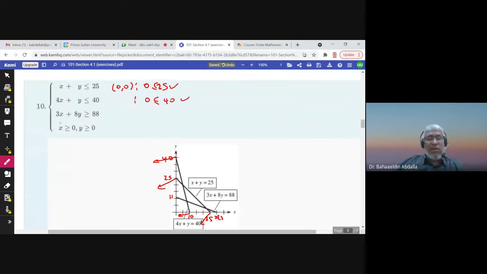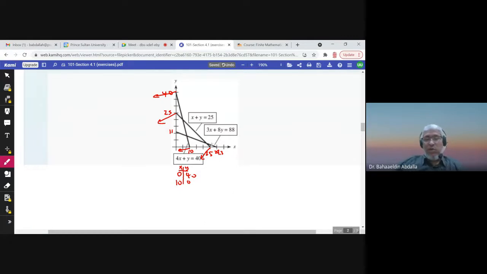And here, 0 plus 0 is greater than 88. Well, this is not correct. So this is the line, and the graph now should be above this line. So where is the region? Okay. Try to think and find out where is the region. It should be above this line, but below this line and below this line.